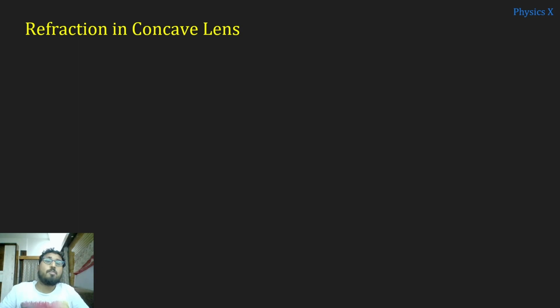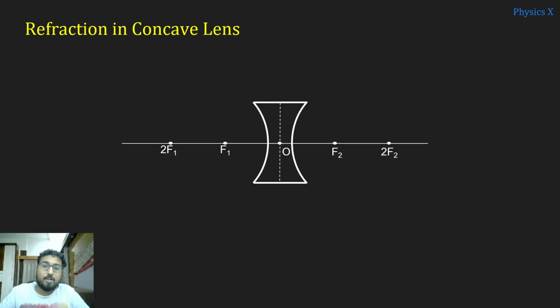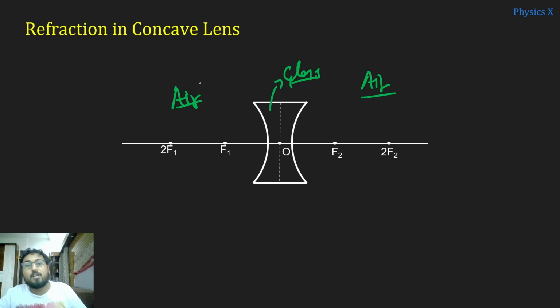Now let us see the refraction in a concave lens. So this is your concave lens, I told you. The curvature now is like this only. Again, you can see that this is your glass material, and this is your air on both sides. So this is now rarer medium, denser medium, again rarer medium.